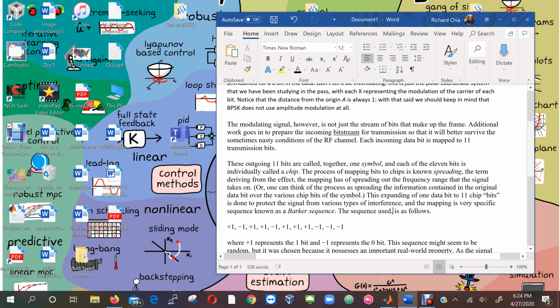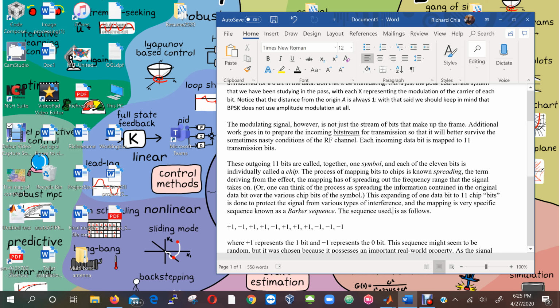The modulating signal, however, is not just the stream of bits that make up the frame. Additional work goes into preparing the incoming bit stream for transmission so that it will better survive the sometimes nasty conditions of the radio frequency channel. Each incoming data bit is mapped to 11 transmission bits. These outgoing 11 bits are called together one symbol, and each of the 11 bits is individually called a chip. The process of mapping bits into chips is known as spreading.